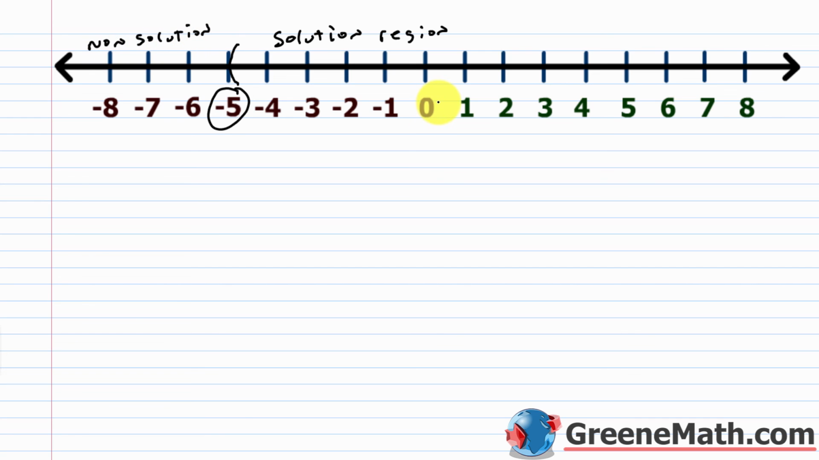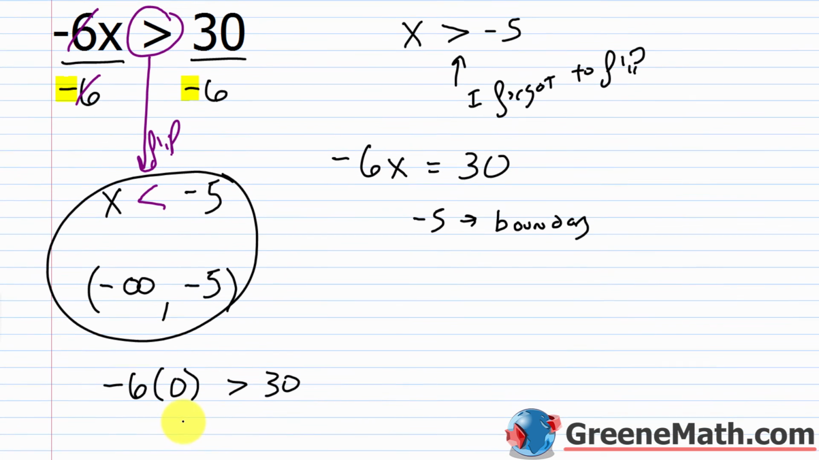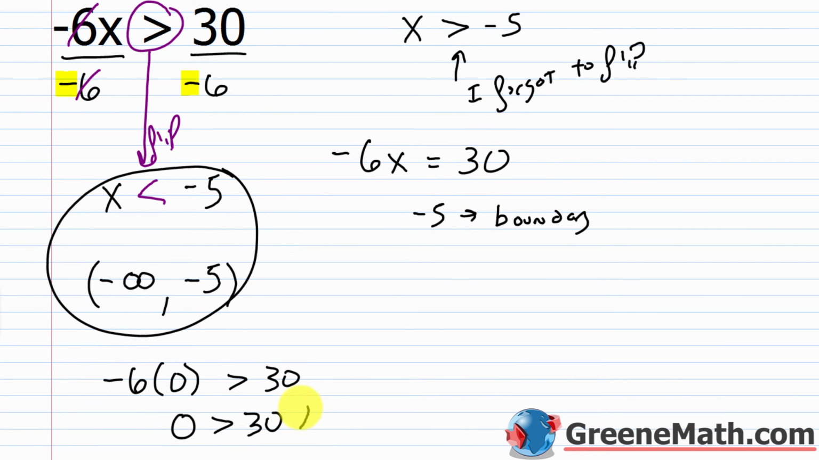So if I try something like 0, which should be in the solution region, I'm going to get the wrong answer. Because I forgot to flip, and 0 is greater than -5, so that works out here. But in the original inequality, -6 times x, so I'd plug in a 0 there, is greater than 30. Well, -6 times 0 is 0. That's not greater than 30. This would be false. So that would be your first indication that something went wrong. I checked something that should have been in the solution region, and it did not work. So at that point, I'd go up here and say, okay, this doesn't work. So I would go back and say, well, I forgot to flip the inequality.